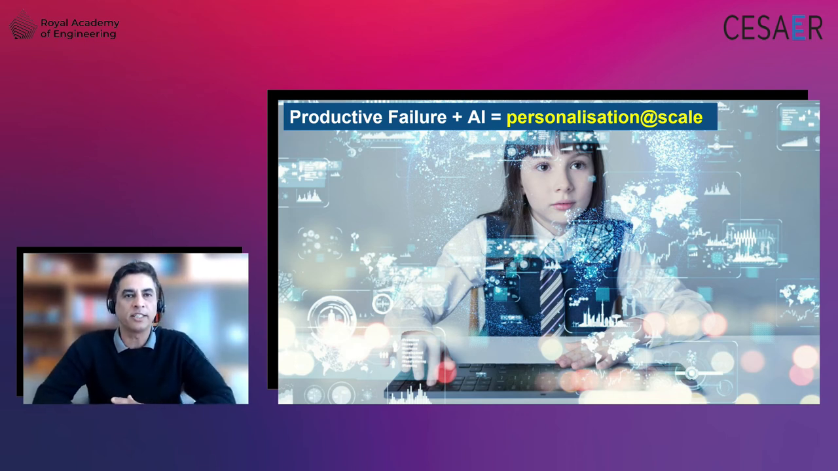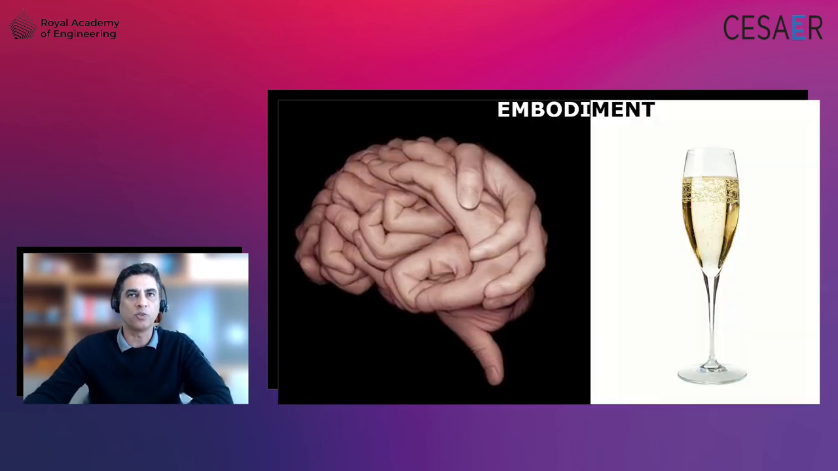All that is very nice and good, but to achieve the kind of personalization that we are targeting, it will require advances, fundamental advances in general AI, and that will help us achieve personalization at scale. So that's the second trend. The third is what I call embodiment.